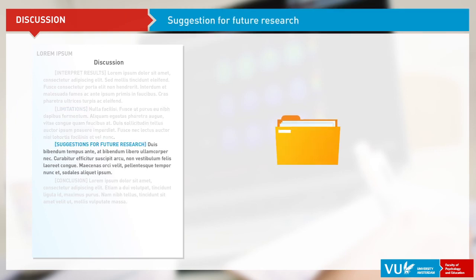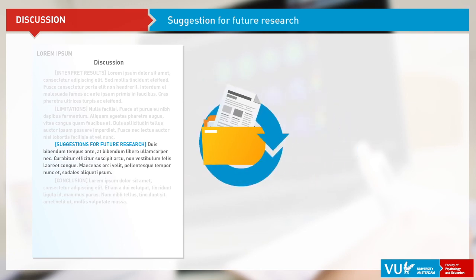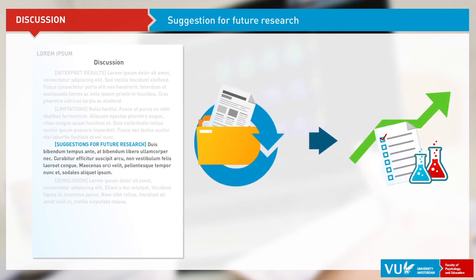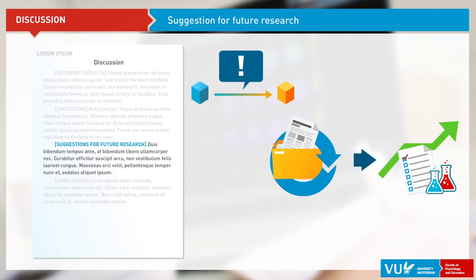Suggestions for future research. Based on the limitations of your research, you can explain what kind of future research is necessary to improve or expand on your research. Also, when expected relationships were found in your research, this can be an occasion for future research to take a deeper look into your topic.